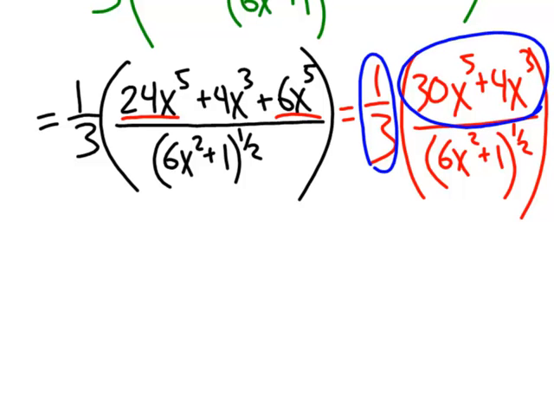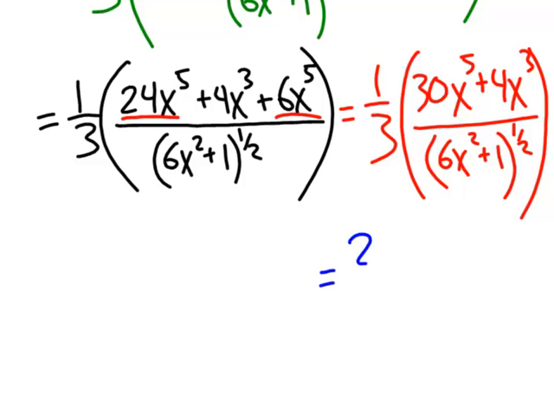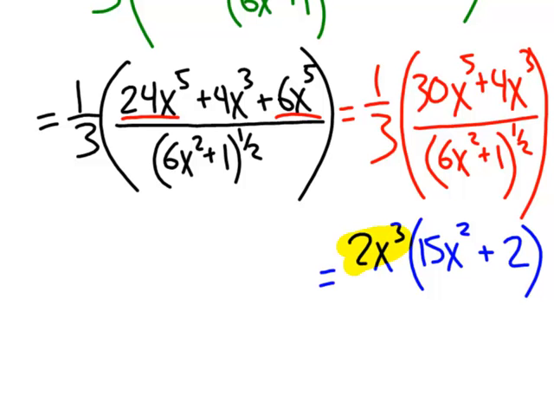It looks like a 2x to the 3rd power can be taken out of that numerator, right? So let's go ahead and write that as a 2x to the 3rd power. And what would be inside those parentheses? Well, we'd have a 15x squared plus just a 2, right? Again, the idea is that if you distribute 2x to the 3rd times 15x squared, you would get this.